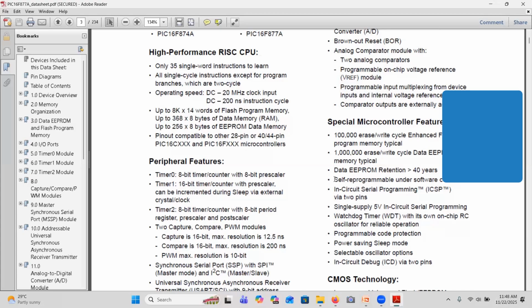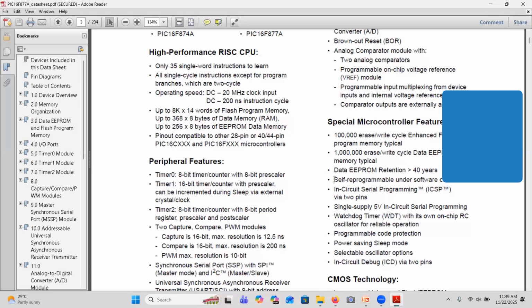There is a watchdog timer as well with its own on-chip RC oscillator for reliable operation. I believe they have a dedicated watchdog timer here. Programmable code protection. You can protect your code by making some sort of lock in the code. Power saving sleep mode. When the module is not used, we want to go into low operating mode so that we consume less current, in the order of micro or milliamps, when we park the vehicle. That feature is also available in this microcontroller.